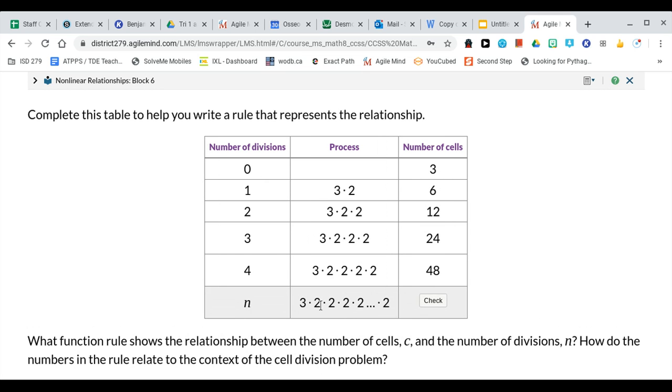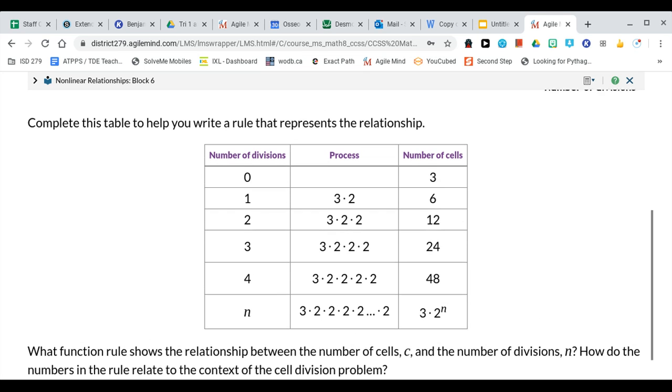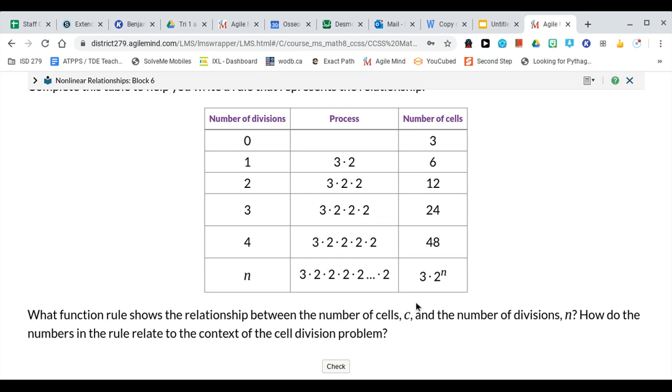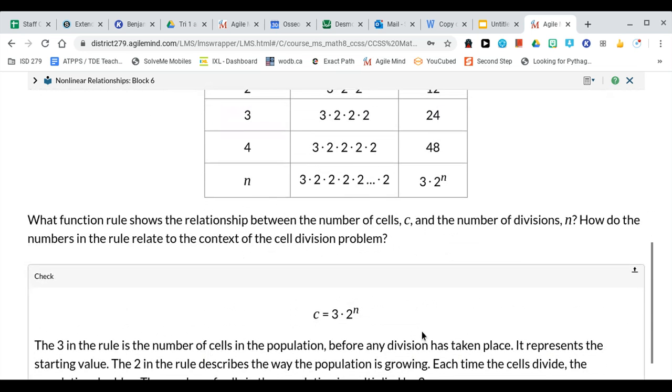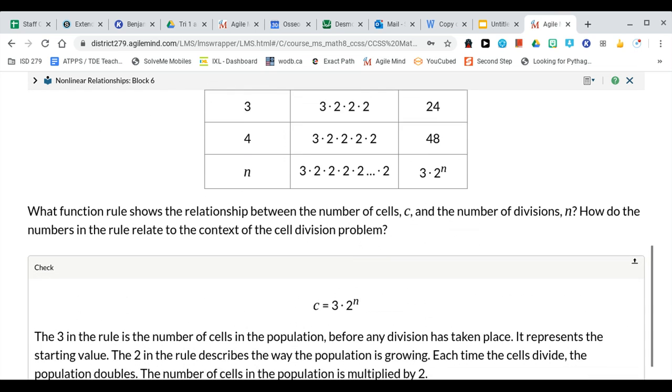N would be 3 times any number of 2s that we would want. But then it would be 3 times 2 to the power n, any number of divisions that we could put in for n. So what function rule represents the number of cells c and the number of divisions n? Well, that is c equals 3 times 2 to the power n.